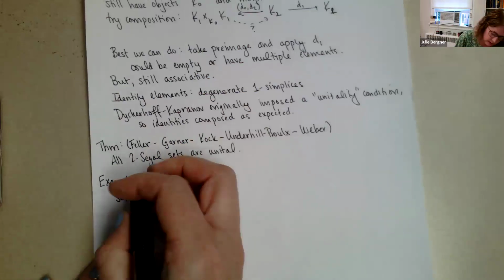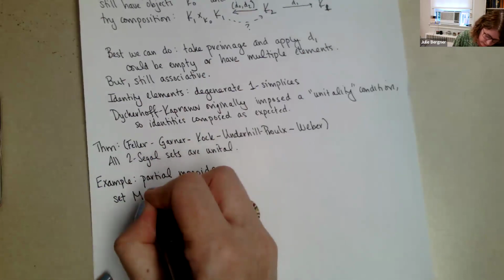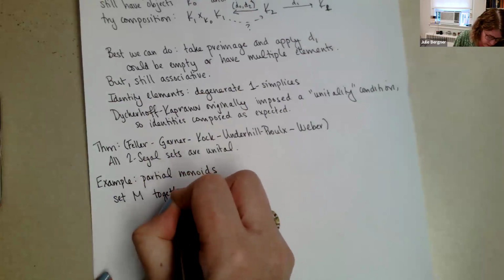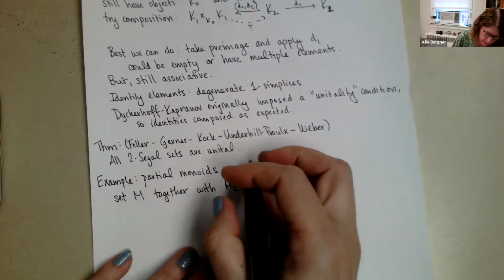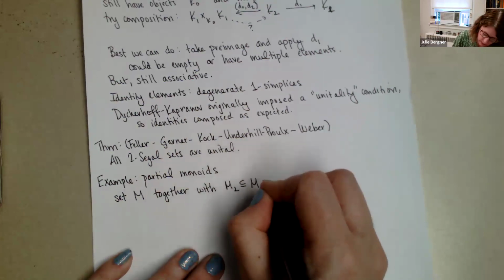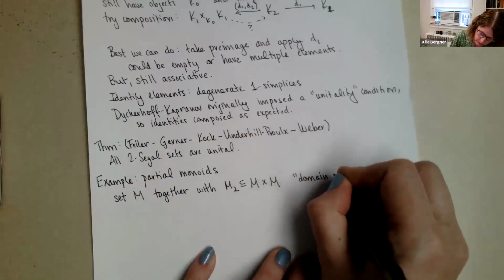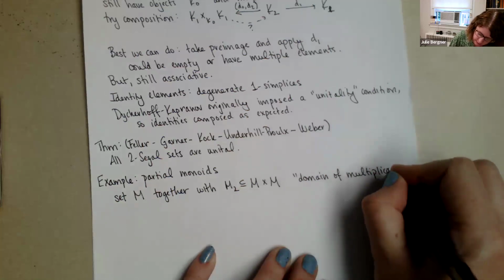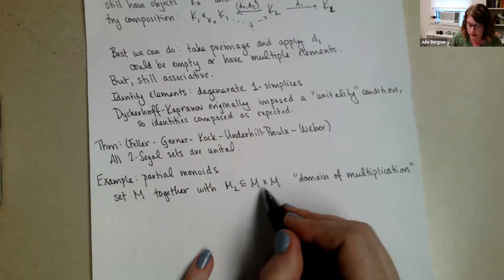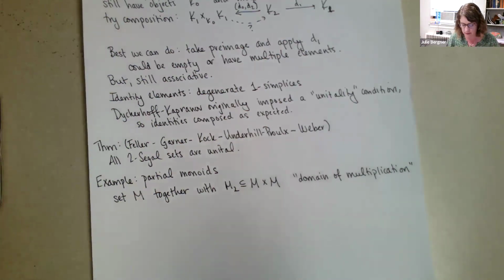So a partial monoid is a set M. This is how to describe that formally. It's a set M together with some subset, we'll call it M2, of M cross M. And this is called the domain of multiplication. So if you had a monoid, this would be all of M cross M. I can pick any two elements of M in any order, and I can multiply them. And this says, well, that might just be a subset.